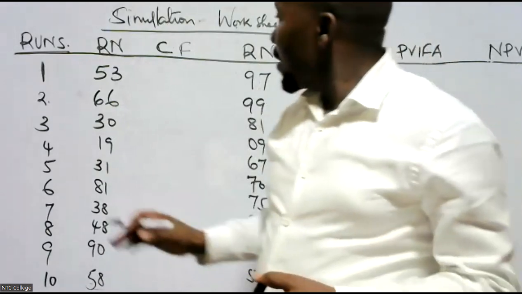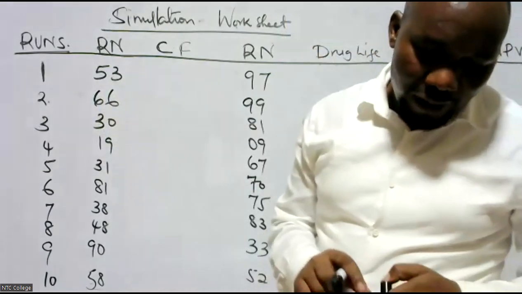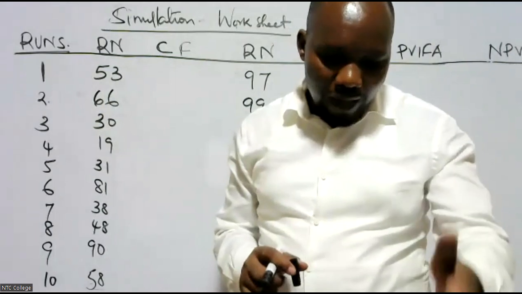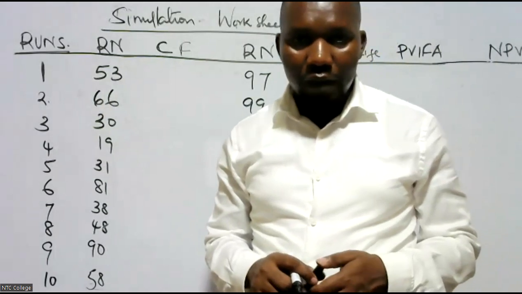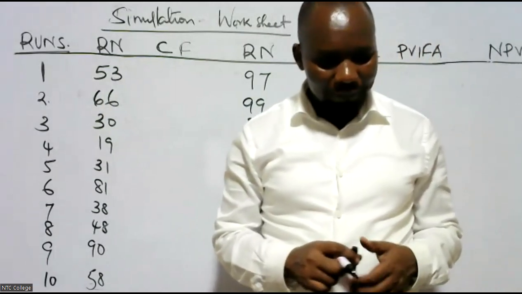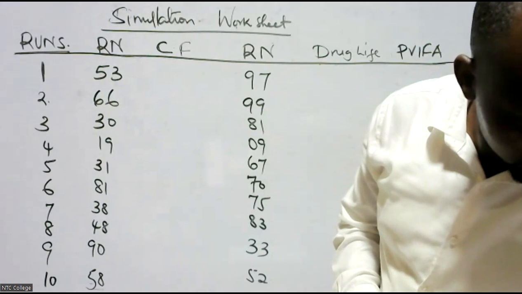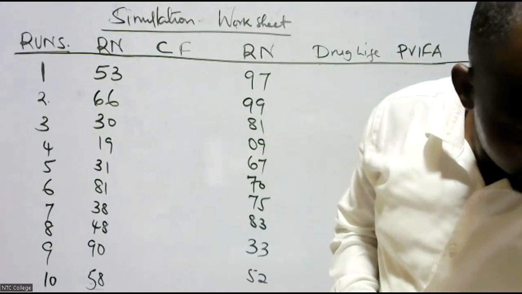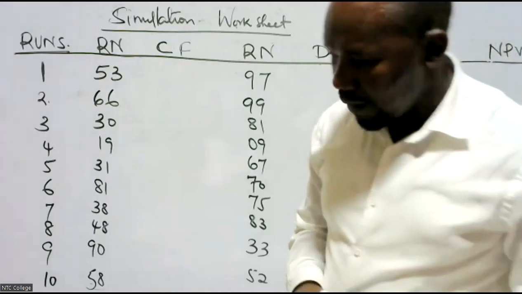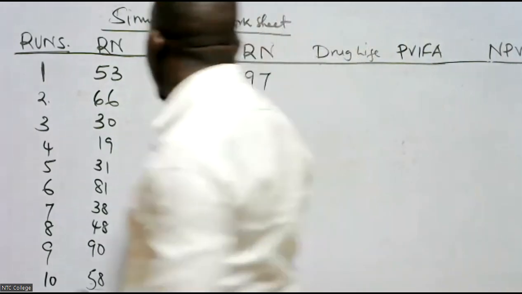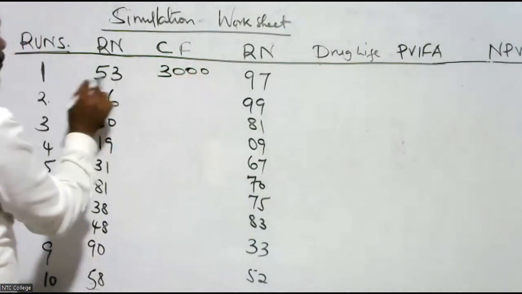Let's come to the first one. For 53, we want cash flow. So 53, what will it give us? Look at the random number ranges. Where does 53 fall under cash flow? It falls between 35 to 64. So the cash flow will be 3,000. So you put 3,000 because this one falls between 35 to 64.